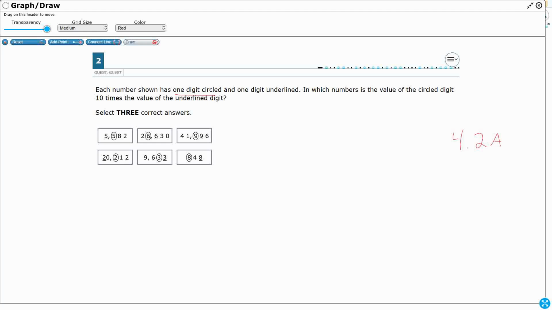find one digit circled, one digit underlined, and the circled is 10 times the underlined. So let's do this. The circled equals 10 times the underline. So that's what it's saying here. We need to turn this sentence, in which numbers is the value of the circled digit 10 times the value of the underlined digit. So what we can do then is write each of our numbers underneath here, right? So let's just write them in order. So let's start with this first one.